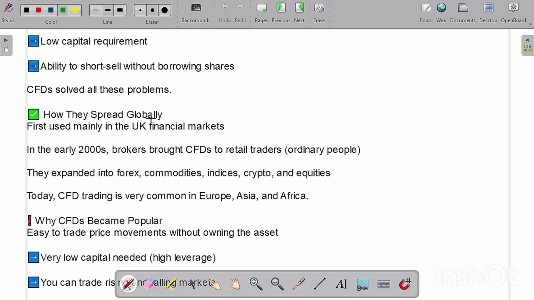But with CFD, now you need one broker, because the system is simple. All you need is to speculate on the market direction. So today CFD trading is very common in Europe, Asia and Africa.